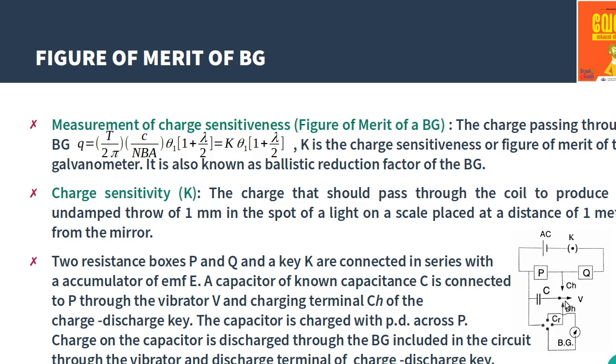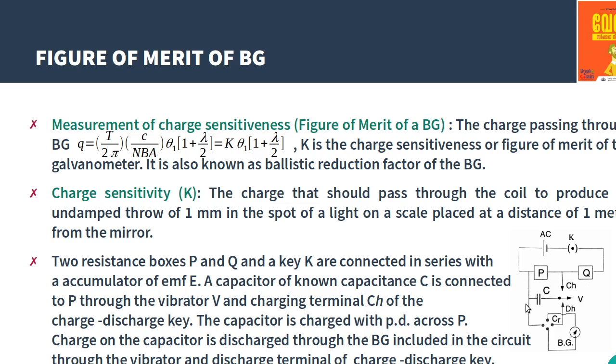Charge discharge key. The setup is very simple, don't get confused. Instead of R, you put a C here. You need a vibrator here. You have to have a charging point and a discharging point, so you have a charging terminal and a discharging terminal. The charging terminal is connected to P and the discharging terminal is connected to CR, because in order to do the charging we want to take the potential across P, so the connection should be across P. That connection is here.